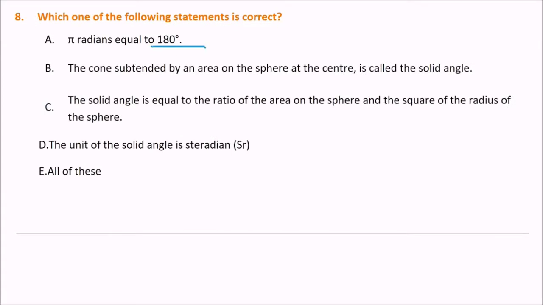Now, next is, which one of the following statements is correct? Pi radians equal to 180 degree. The cone subtended by an area on the sphere at the center is called the solid angle. The solid angle is equal to the ratio of the area of the sphere and the square of the radius of the sphere. And the unit of solid angle is steradian. The answer is E. All are correct. Pi radians is equal to 180 degree. The cone subtended by an area on the sphere at the center is called the solid angle, and the solid angle is the ratio of the area of the sphere to the square of the radius, and the unit of the solid angle is steradian.